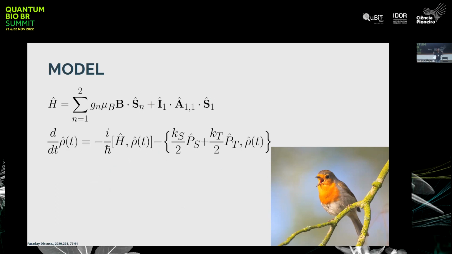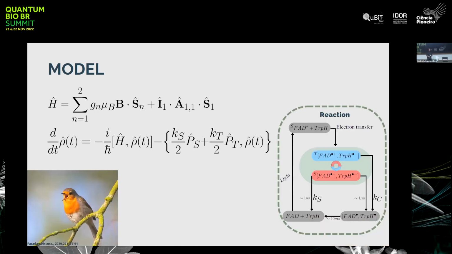To simulate the recombination, we need a more robust equation. This is the Lindblad master equation, where each part of this equation can be correlated to a part of our reaction. So the first part of the equation is the unitary evolution, or the Liouville equation. This models the oscillatory part of the reaction, the singlet-triplet exchanging.